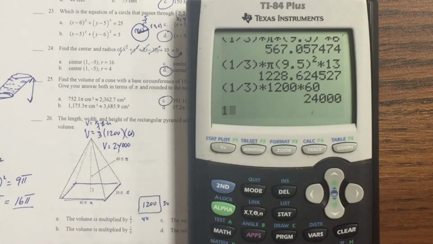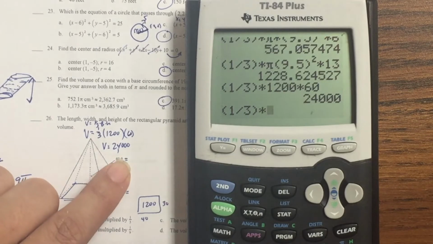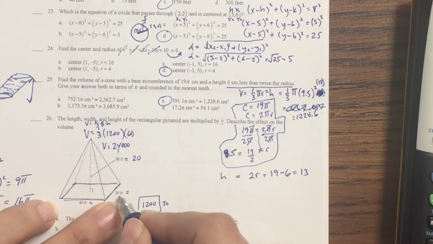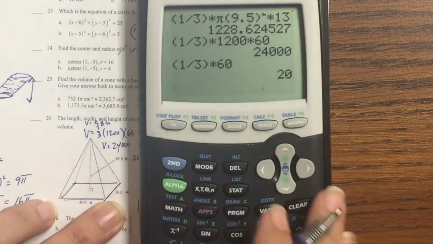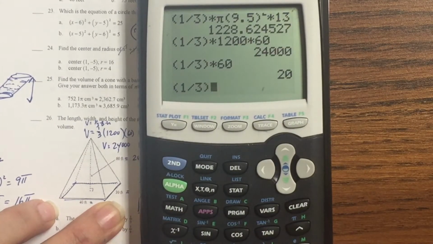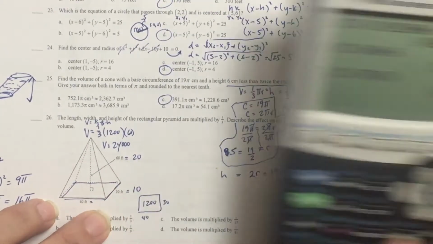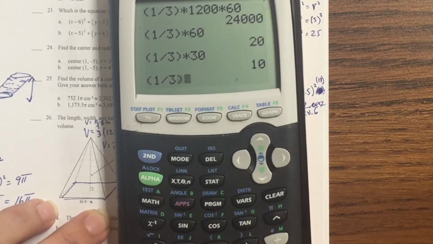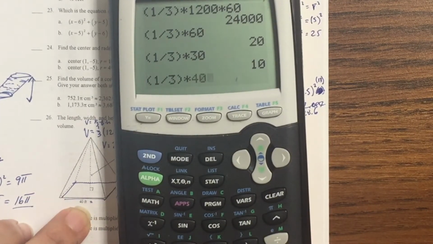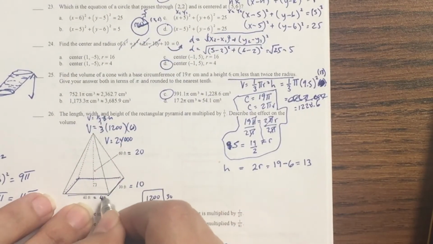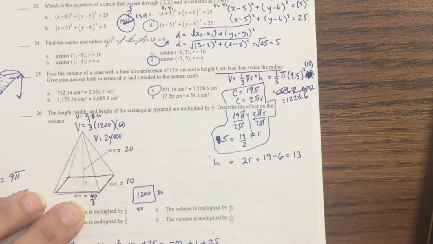So I multiply this by 1/3, that by 1/3, and that by 1/3. If I do 1 divided by 3 in parentheses times 60, I get 20. 1 divided by 3 times 30 gives me 10, but I'll show you. 1 divided by 3 times 30, and then 1 divided by 3 times 40. Okay, this one I'm going to leave as 40 over 3 so that we don't have to round.